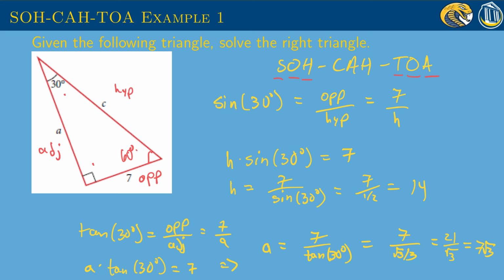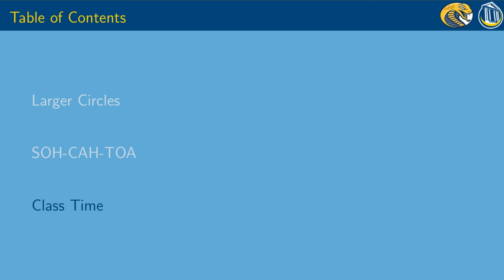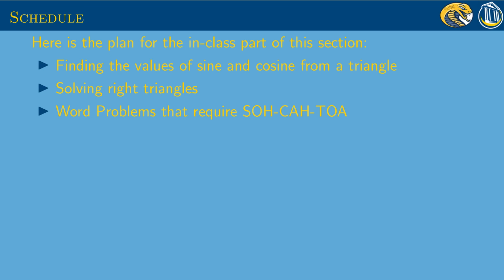There are other ways we could have solved this, and we'll talk about those in class. Speaking of class time, we will be finding values of sine and cosine from a triangle. We will do a lot more practice solving right triangles, and we'll talk about how to solve various word problems that require us to use this SOHCAHTOA technique.